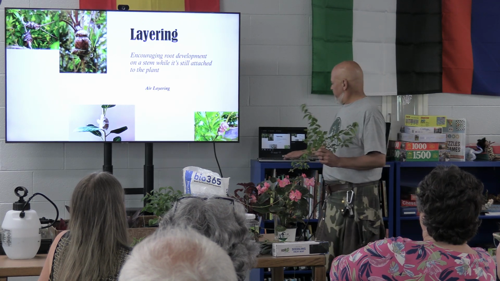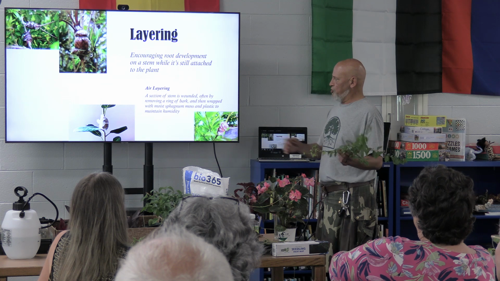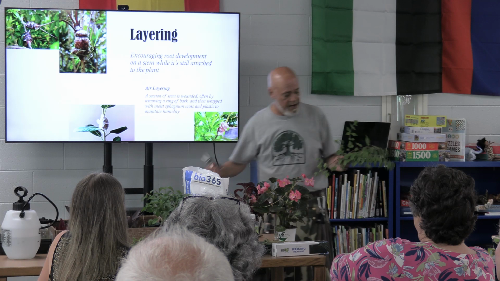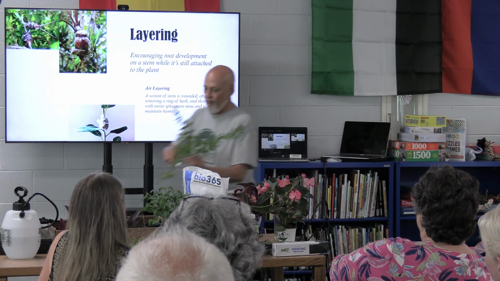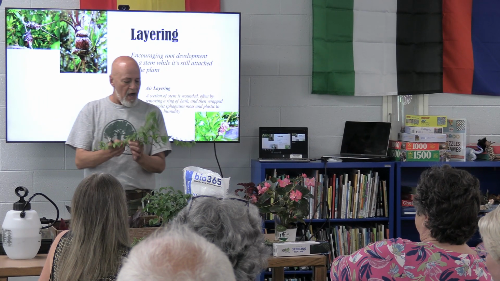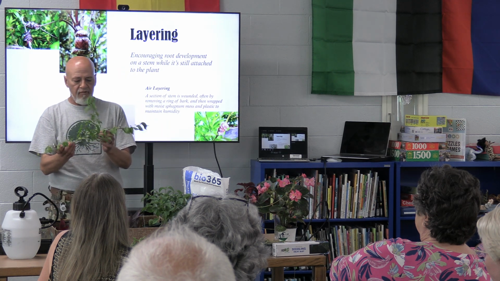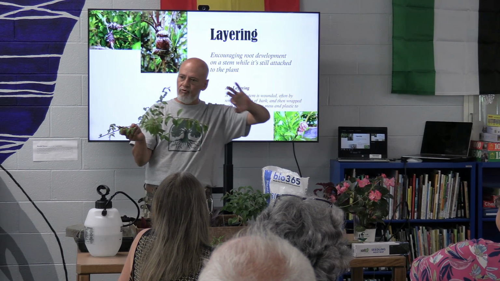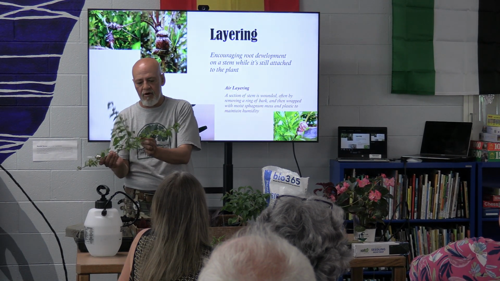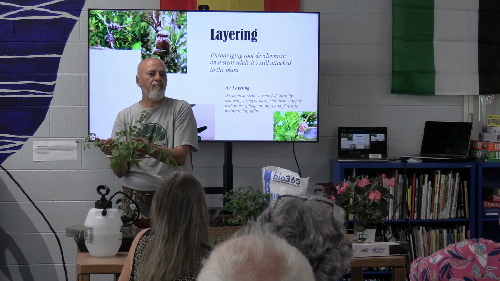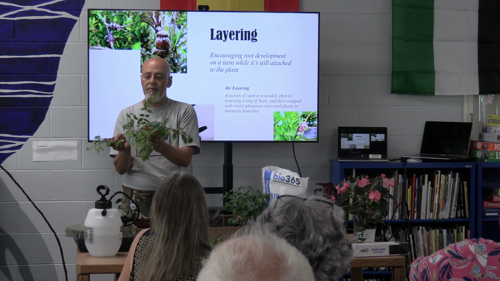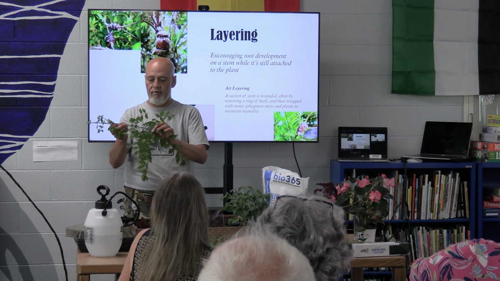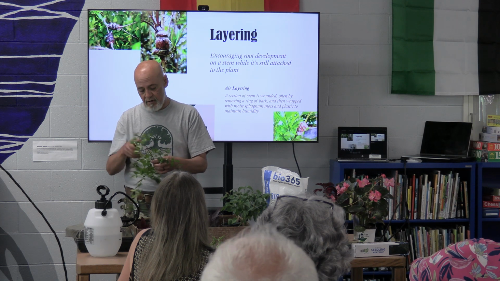So we're going to do layering first, which is where you wound the stem. I do it by taking off a branch. For the best success, I want to get it where it goes from being woody to being still green. Even though it's not green, callicarpa is going to be kind of reddish, but it's going from woody to more tender. So I'm going to do right here, where clearly somebody else had a pruning. I'm going to strip off some leaves right there.